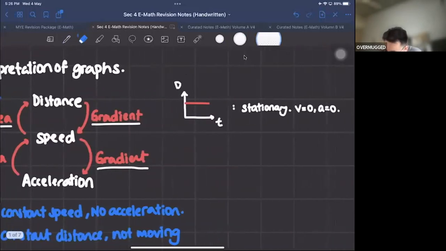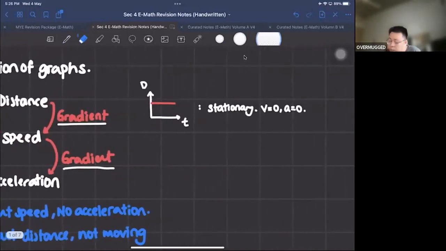Now let's talk about some common mistakes. First one, if you're given a distance time graph with a horizontal line, please remember this means that the object is stationary, because the velocity or the speed is 0, the acceleration is also 0. Therefore, the object is not traveling. So please don't be funny.